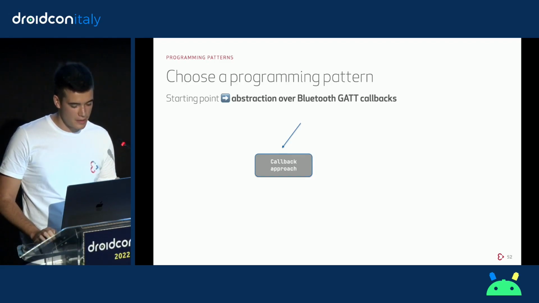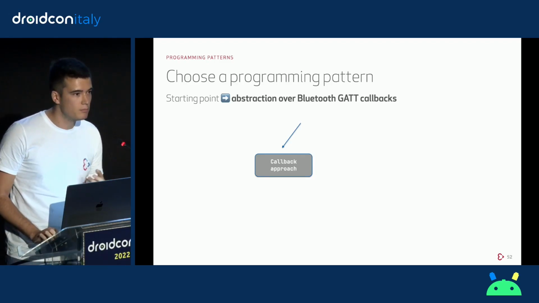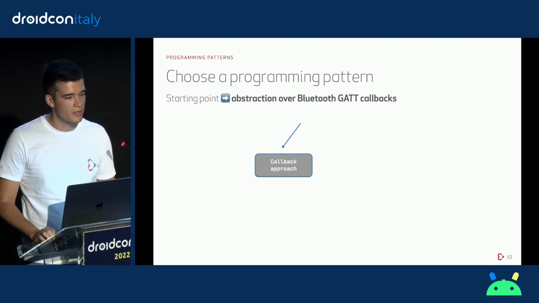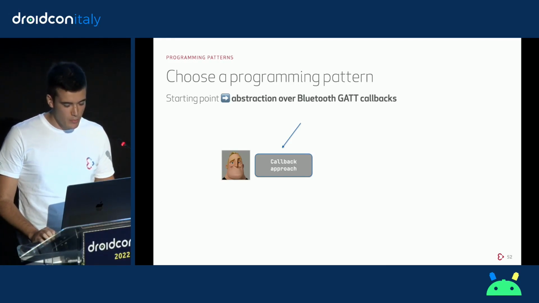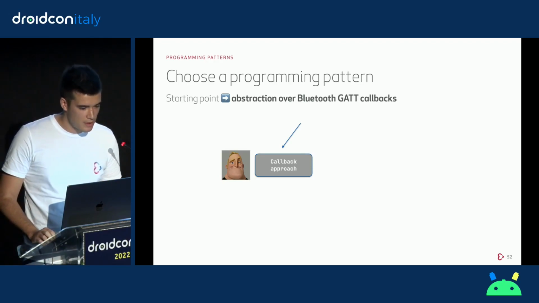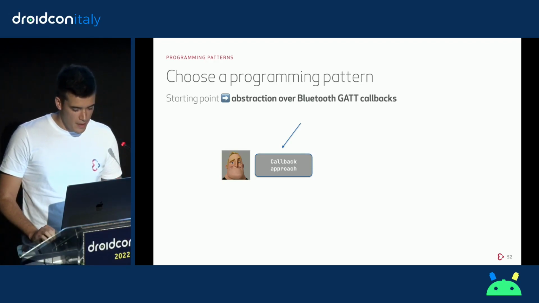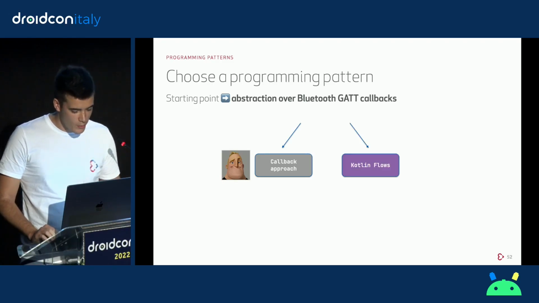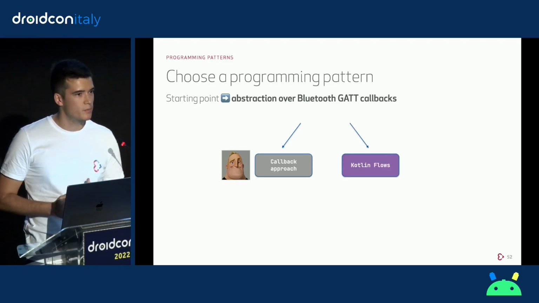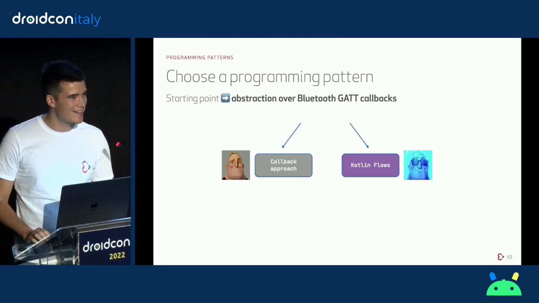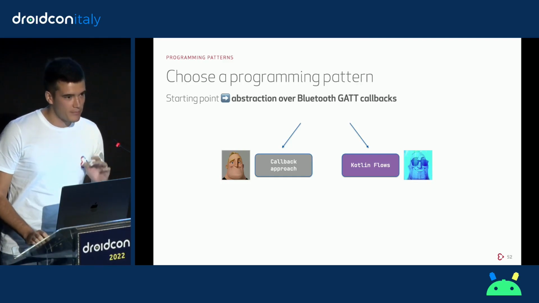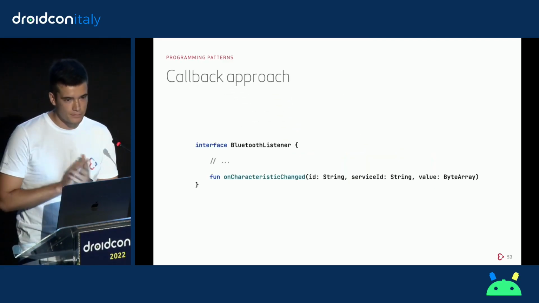It is based on the Bluetooth GATT, so what we already have on Android, and it works, and it is the approach that we find the most in the code bases all over the community, because it's similar to the Bluetooth GATT. But maybe we can try to implement it in some cooler way, and we can use Kotlin Flows, some reactive programming, and fancy stuff like that, which is always a nice point to have. But first, let's start with the callback approach.